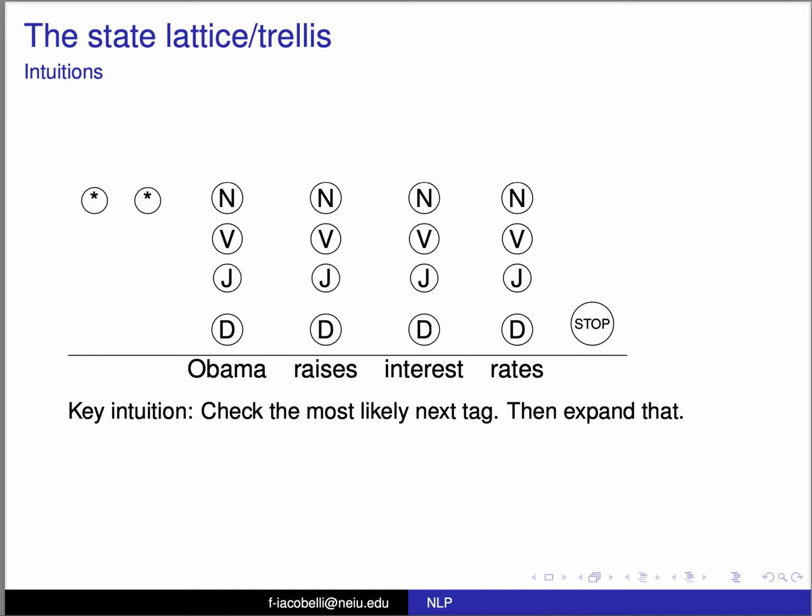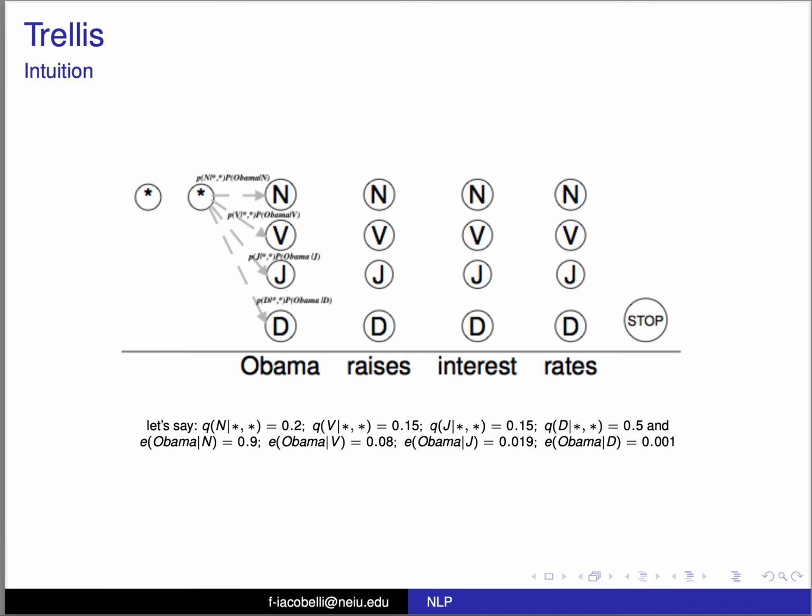So let's look at perhaps a better way where we do not loop over all possible combinations. Let's have this intuition. We have this sentence here, Obama raises interest rates, and we put 2 stars at the beginning and stop at the end. The idea is to check the most likely next tag. So we look at the probability of noun given star star. This is the Markov model, and these are the states.